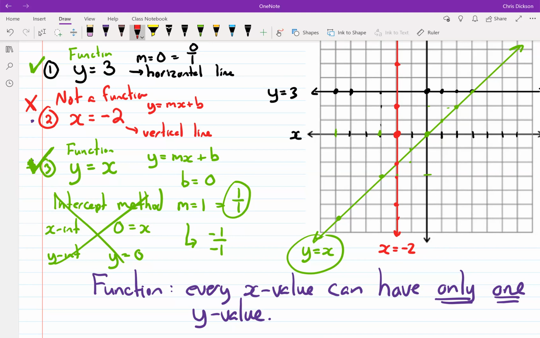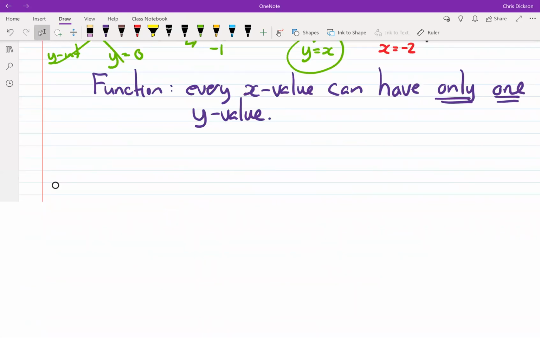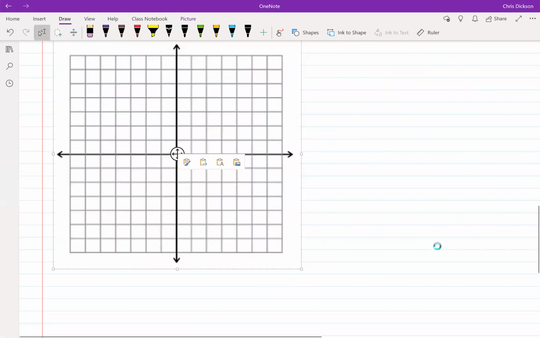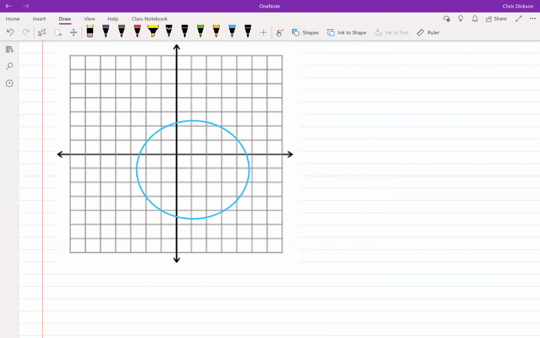So take a circle, for example. If you were to draw a circle, I'll just draw my graph again. Okay. So let's just draw a random circle. I'm going to give it a nice color. Let's make it blue. So there's a circle there. Okay. So what if we looked at that and we said, well, is that a function? Why would it not be a function, or why would it be a function?